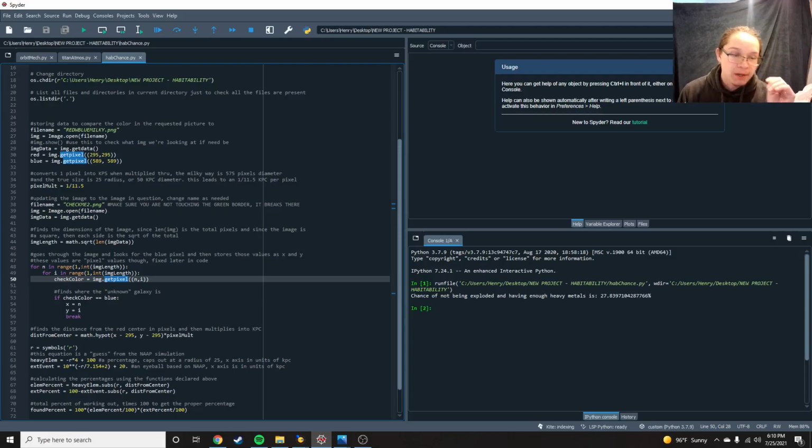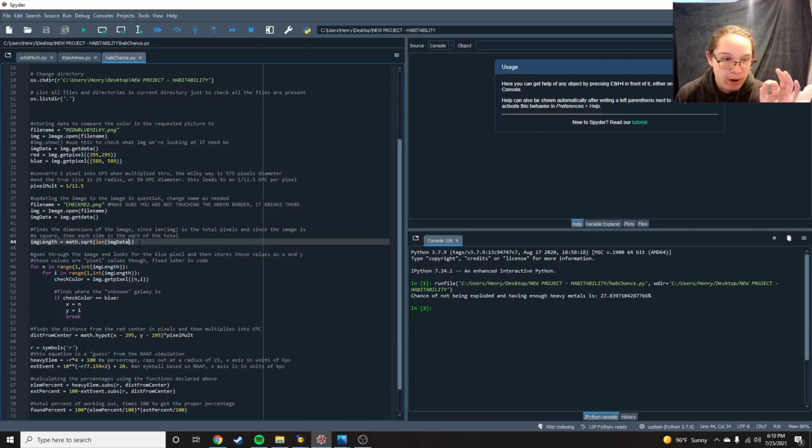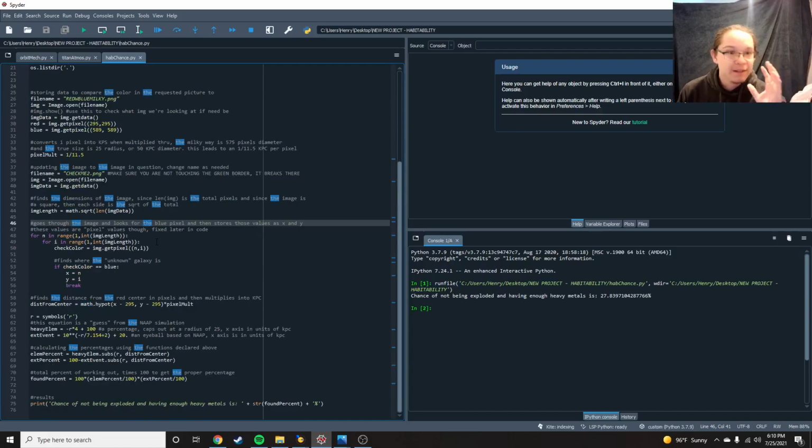So I go through, since I know the size of this image is 590 pixels by 590 pixels, if I take the square root of the length of the image data, which is 590 squared, I get the length of the side. That only works because this image is a square. This strategy to get the sides would not work if the image was not a square, but I did it this way just in case I upscaled the picture to be, I don't know, 1,000 by 1,000 pixels. So this will only work for a square picture. Again, a few leaps and bounds being made, but it's working for the sake of this.